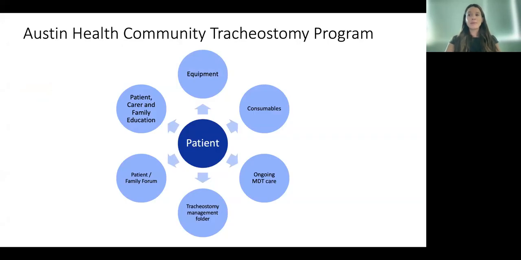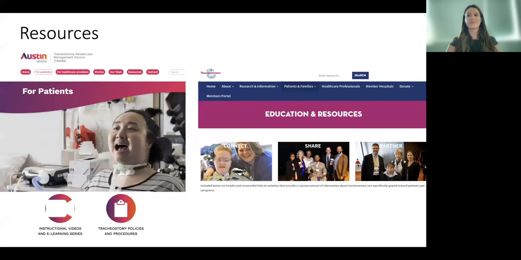We have a funded community program that's patient-centered and multidisciplinary. It comprises of education, training, equipment, and coordinated care to support our patients living in the community with a tracheostomy. Patients with a tracheostomy discharging to the community, along with their carers and families, have access to a range of resources that can provide them with the knowledge and skills to support them living safely in the community. This is just a snapshot of some of the resources available from the GTC and the Austin TRAMS website, so they have a lot of access.